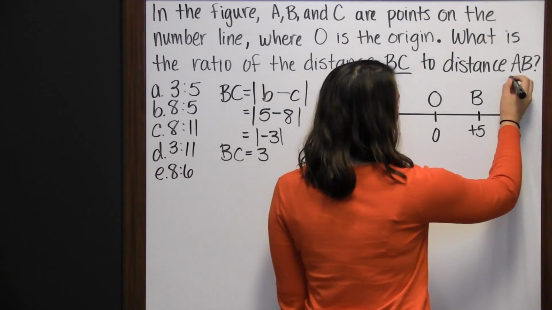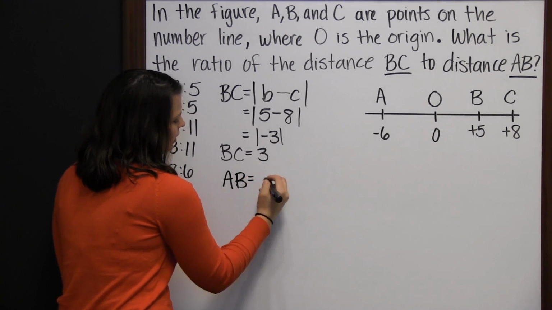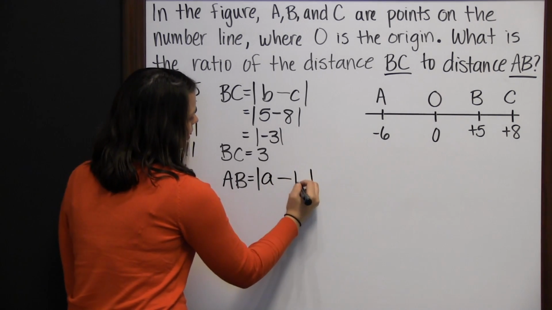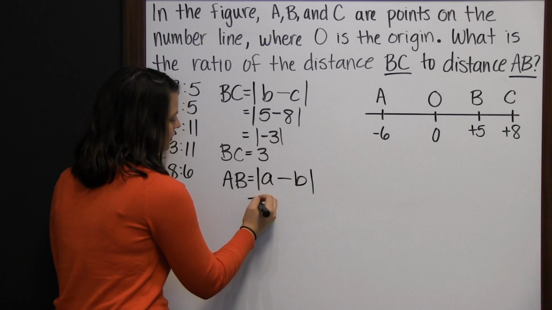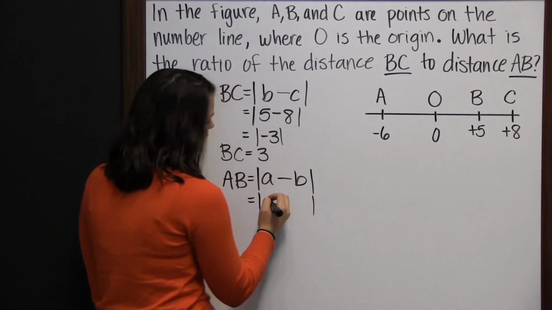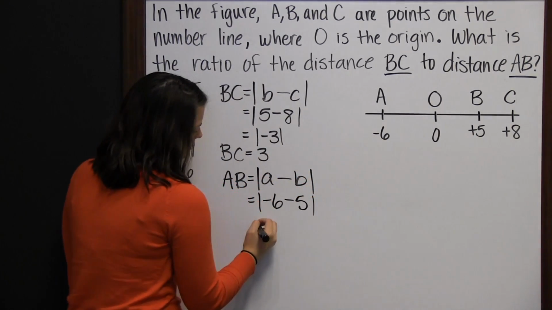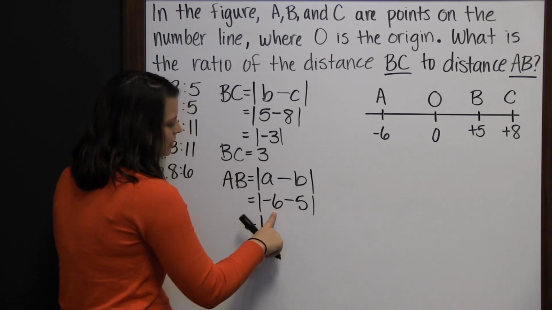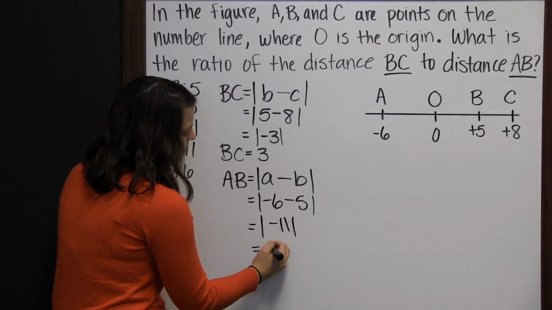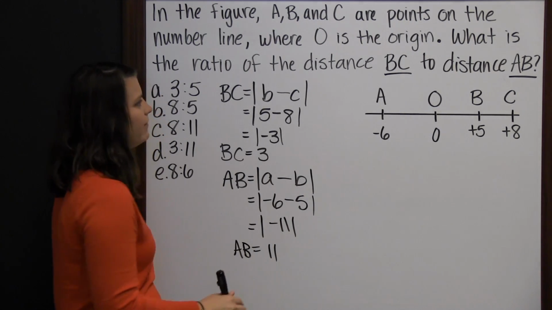Now we're going to do the same thing to find the distance between points A and B. And again, it's the absolute value of the difference of the coordinates of point A and point B. So that's the absolute value of A is negative 6 minus B is 5, which is the absolute value of negative 6 minus 5 is negative 11, and that is 11. So the distance from point A to point B is 11.